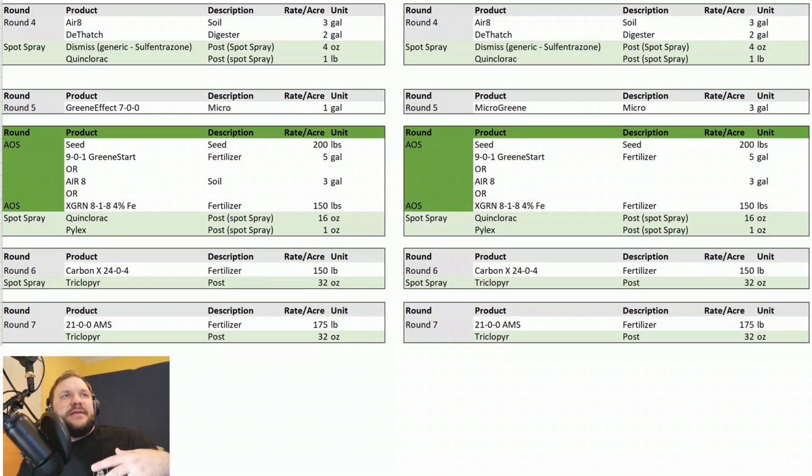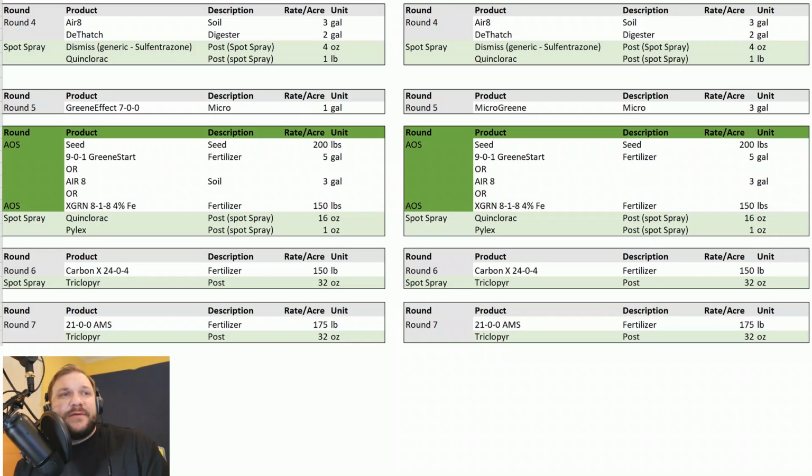You move into seed. Really, you could throw a whole host of different products in here. So we got, like, for instance, the 901, the Green Start. I've got the 818. You could also run Carbon X right here. You could also run the Air 8. All of those products will work nicely together right there.